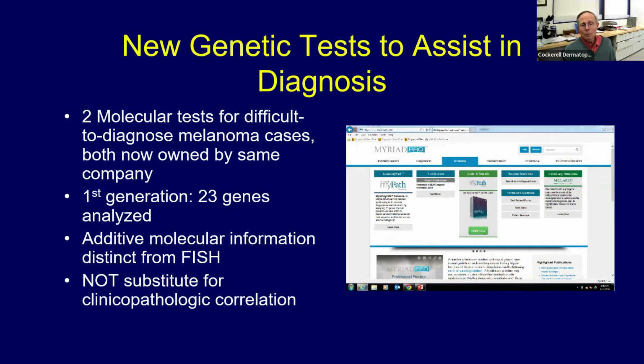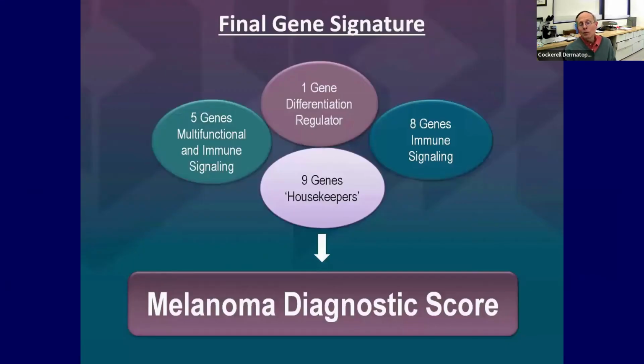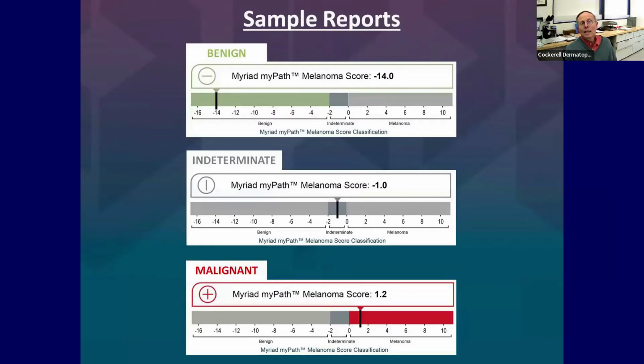Now, in some cases, if you go into these atypical lesions, we're using this test that is now the Castle. It's no longer by Myriad. Castle has acquired the Myriad test. But basically, it's looking for an expression of gene profiles that are associated with melanoma or not. And they actually have these housekeeper genes and these multifunctional immune signaling genes, et cetera. And you put these together and come up with a melanoma diagnostic score, and they have a benign, malignant, and then an intermediate score.